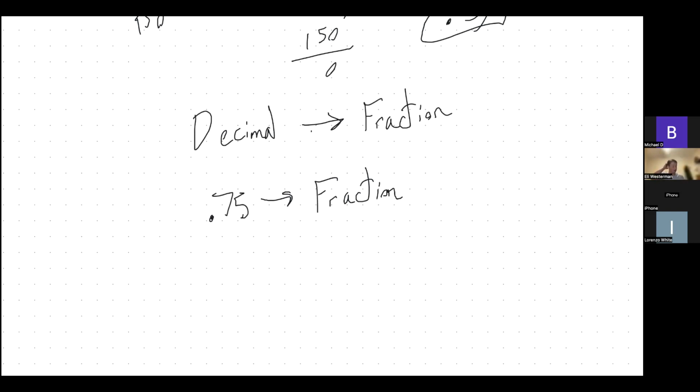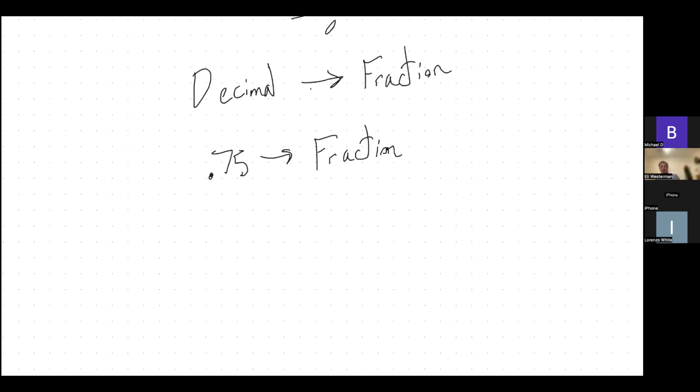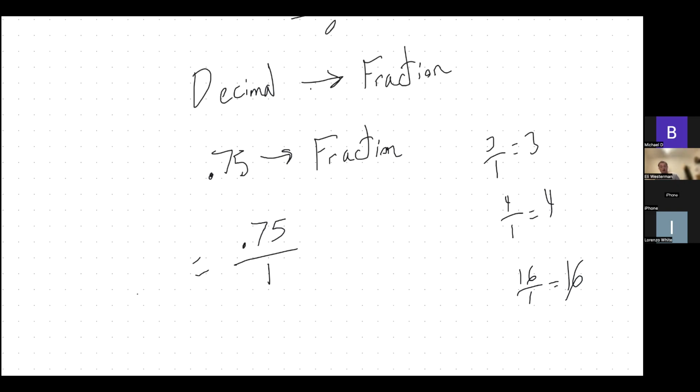Let's work it out the long way, so you'll be able to check your answer. What we're going to do is say 0.75, and we're going to divide it by 1. This is something we're going to do over and over. 3 divided by 1 equals 3. 4 divided by 1 equals 4. 16 divided by 1 equals 16. If you divide anything by 1, it equals the same thing. So 0.75 divided by 1 is 0.75.